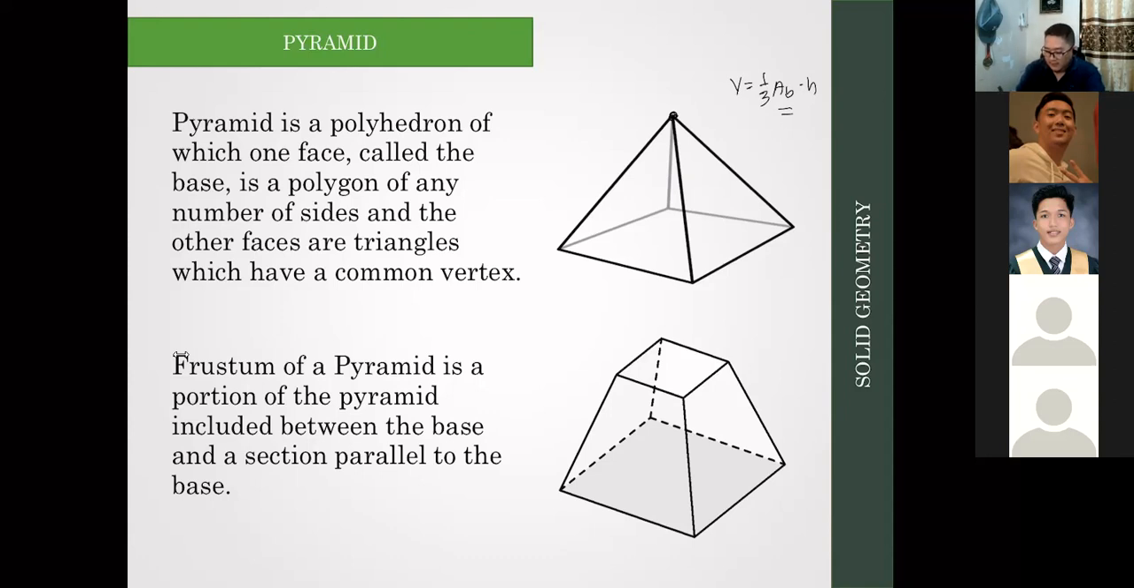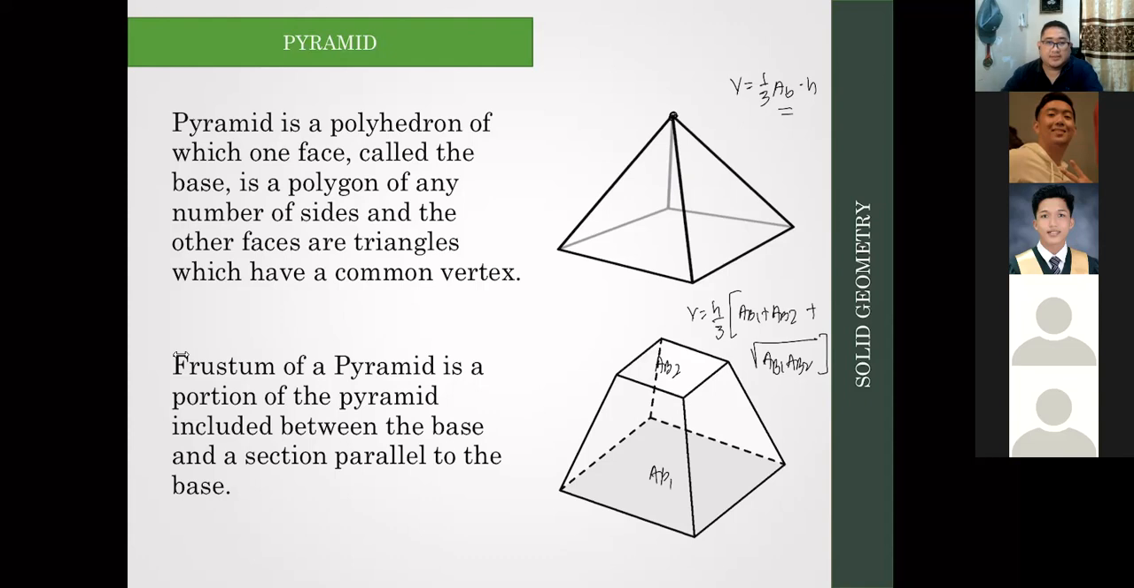And then for the volume of a frustum, we use the same formula: h over 3 times AB1 plus AB2 plus square root of AB1 times AB2. Okay? So it is the same, and this is still AB1 and AB2.